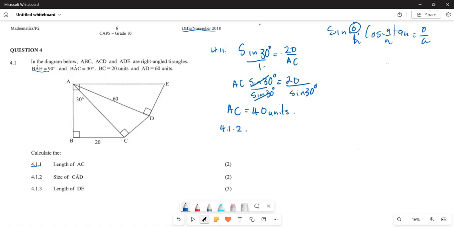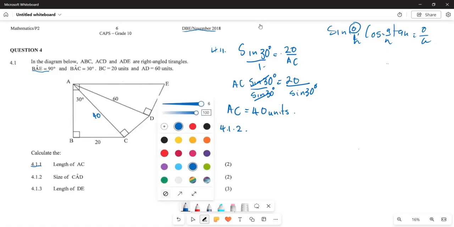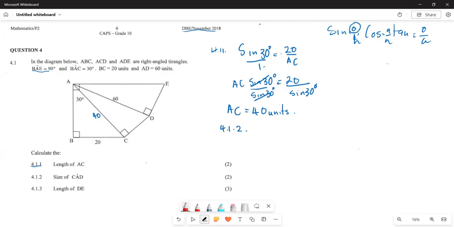So we are saying now, your AC is going to be 40 units. So you'll come back and substitute it back in here, right? Now let's see in terms of what else we can have in here. Now, this question requires us to calculate what is your angle CAD.